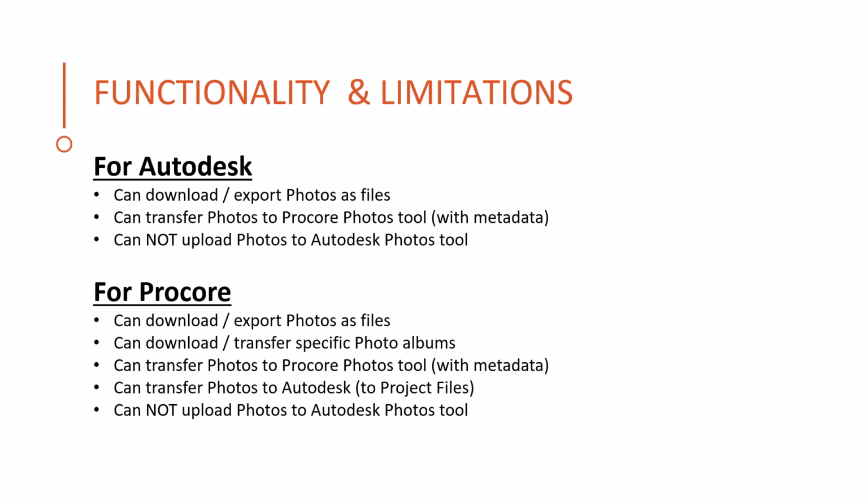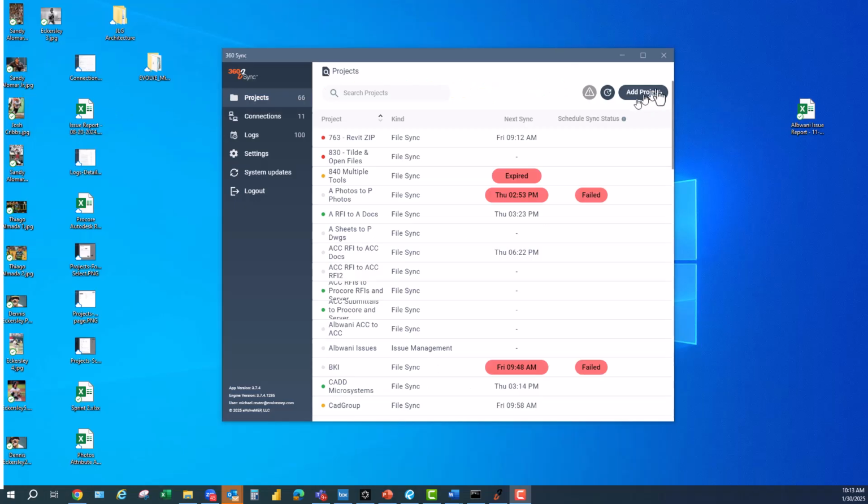For Procore, our functionality and limitations include that we can download and export photos as files. We can download or transfer specific photo albums or all of the photo albums. We can transfer photos from one Procore Photos tool to another Procore Photos tool with the metadata. That includes if they're tied to an album or if there's a tag, we can copy that data as well. We can copy photos from Procore to the Autodesk project files folder. However, we cannot upload photos to the Autodesk Photos tool as previously mentioned. Now you know what the limitations are, so let's get started on our demo.